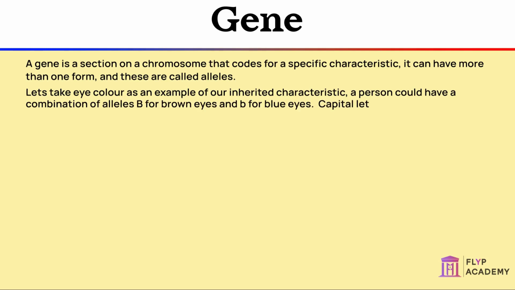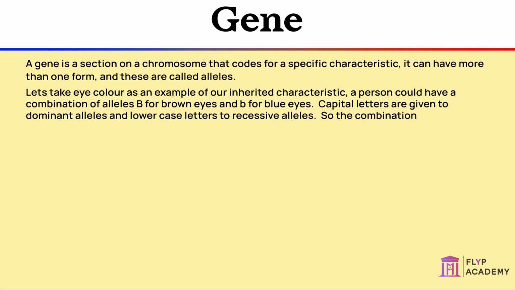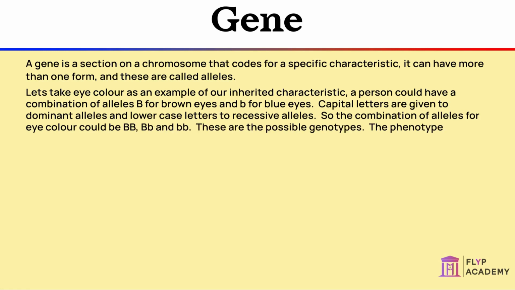Capital letters are given to dominant alleles and lowercase letters to recessive alleles. So the combination of alleles for eye colour could be BB, B small b and small b. These are the possible genotypes. The phenotypes are what the allele combination leads to in terms of the physical characteristic.